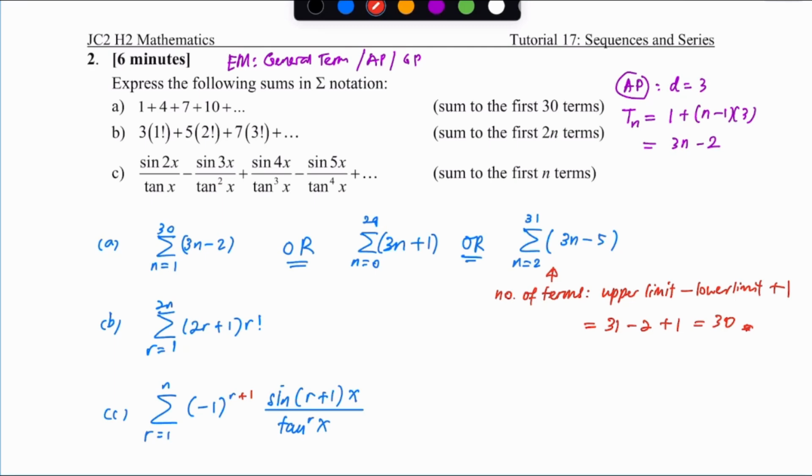All right, so this is part A. Part B: sum to the first 2n terms. So this one, I think no issue.